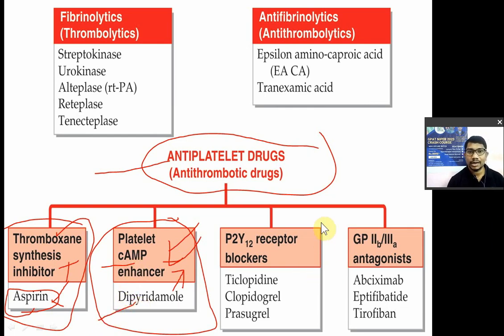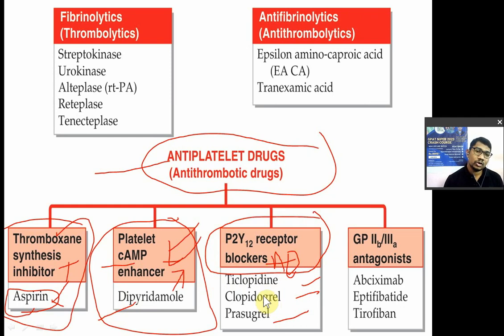Now the third class in the antiplatelet is the P2Y12 purinergic receptor blocker, or ADP receptor blocker. They are also known as ADP receptor blockers. So examples are ticlopidine, clopidogrel and prasugrel. So these three are the 'grels' and 'pidine'. Ticlopidine, clopidogrel, prasugrel, they are known as ADP receptor inhibitors, or P2Y12 receptor inhibitors. ये receptor होता है platelet के ऊपर and that receptor is involved in the platelet aggregation.